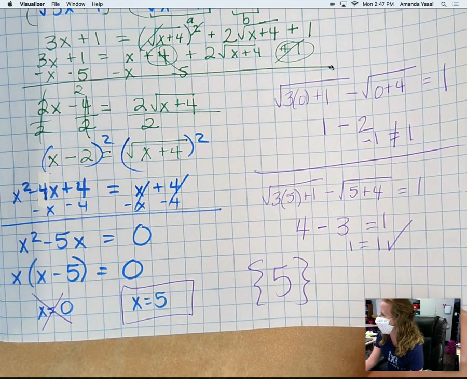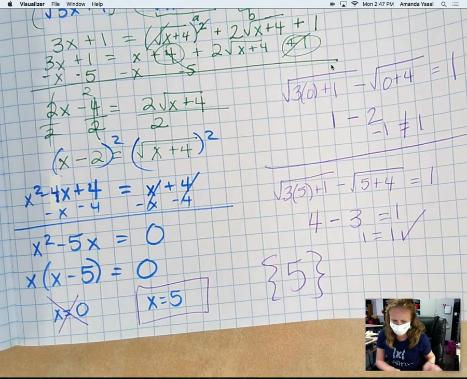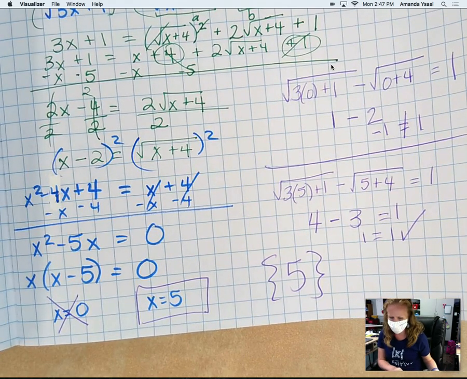Okay, so those are all the notes we're going to take today. That was a lot. So tomorrow we'll do the rationals.